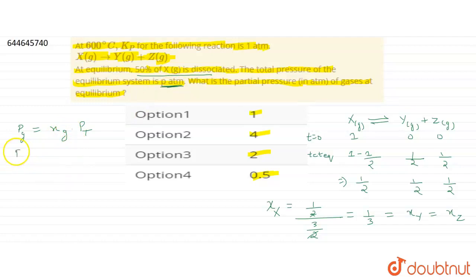So the partial pressure of each of the following gases will be, what is the mole fraction of each gas? We have 1 by 3 into total pressure, which is P atm. So the partial pressure of each gas will be P by 3. It will be equal to the partial pressure of X, equal to the partial pressure of Y, and equal to the partial pressure of Z. Because we have the same mole fraction, their partial pressures will also be the same, that is P by 3, P by 3, P by 3.